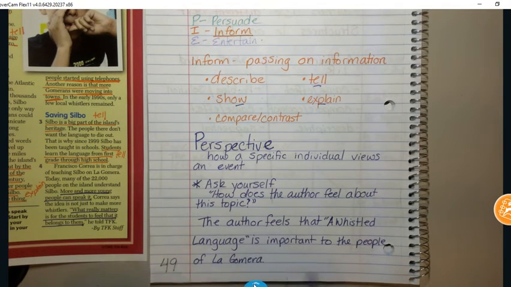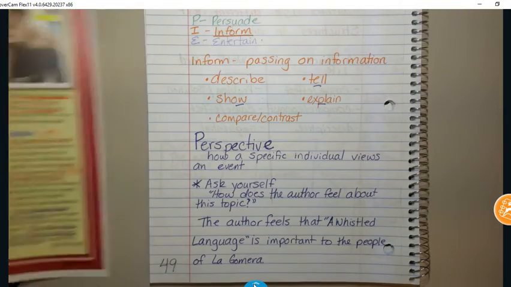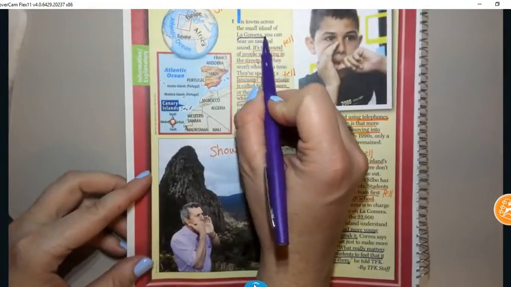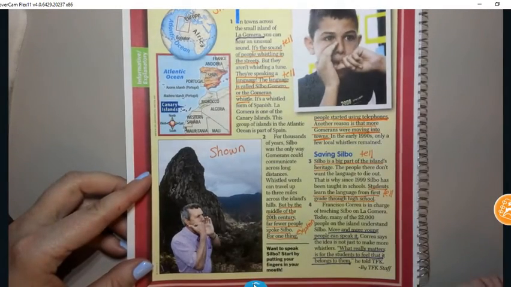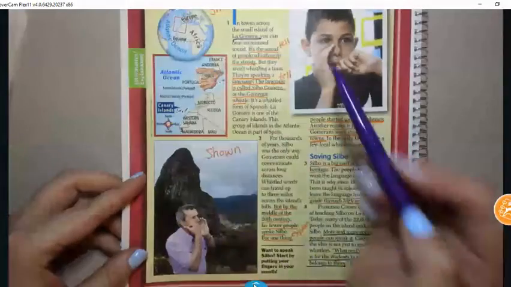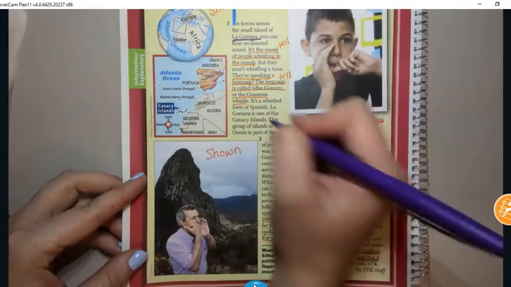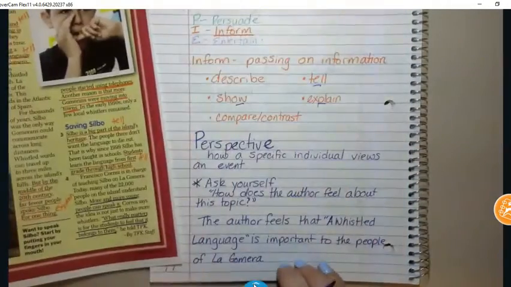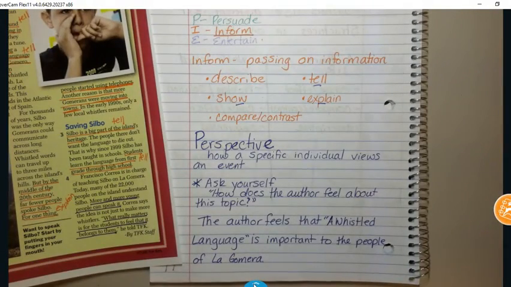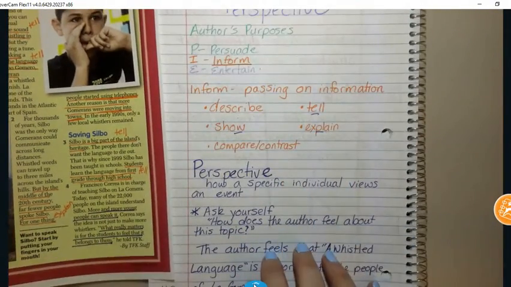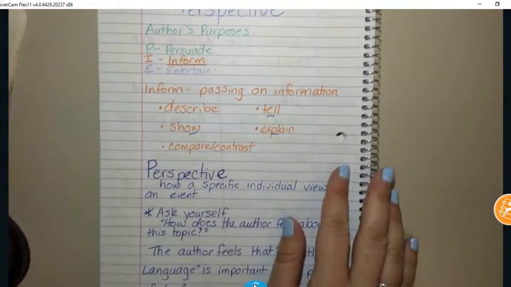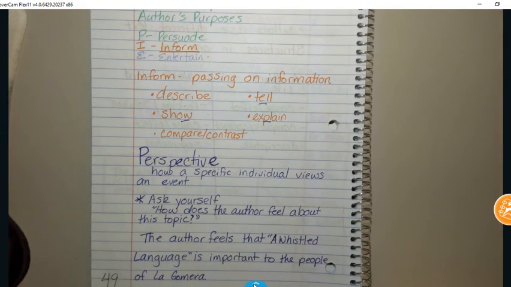Now, for those of you who are like, La Gomera, where did you get that, Miss Ruggie? Well, I went back and I glanced through my text really quick, and right up here it says in La Gomera, a small island. And so that tells me that a whistled language came from La Gomera in the Canary Islands right here. Okay, so that's why I know that it's important to the people of La Gomera. So that is how I find my author's purpose and my author's perspective. As always, if you need to pause this video in order to catch up on the notes, you are more than welcome to do so at this time.